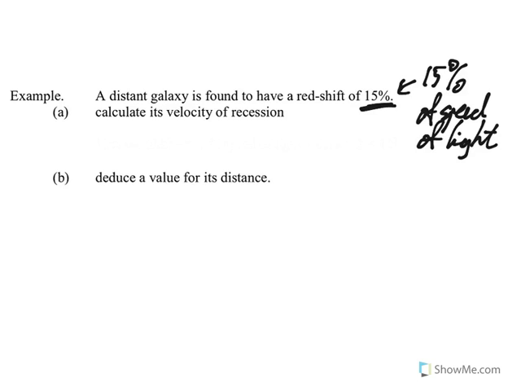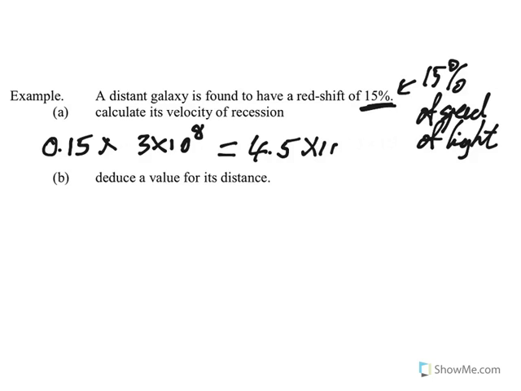So 15% of the speed of light, 15% is the decimal 0.15, times the speed of light, which is 3 by 10 to the 8 metres per second. Multiply that out and you get 4.5 by 10 to the 7 metres per second that the star is moving. Alright, deduce the value for its distance. So V equals H0 times d, the distance.